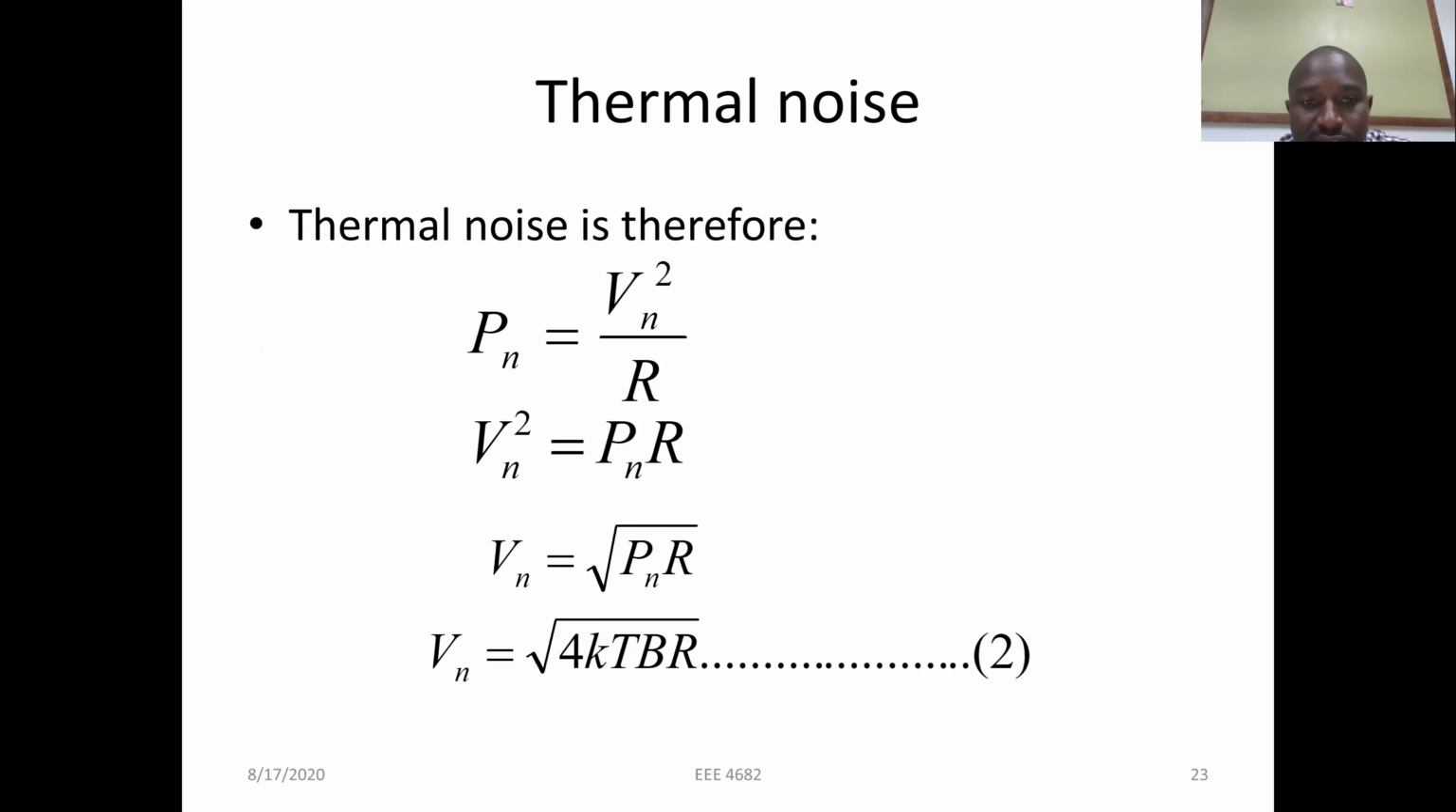Related to thermal noise power is thermal noise voltage, which is given according to equation 2. There's actually a lengthy process to derive that equation using maximum power transfer. Suffice to mention, equation 2 shows that thermal noise voltage is given by the square root of 4kTBR, the R there denoting resistance, while B is bandwidth, T is temperature in Kelvin, and the k again is Boltzmann's constant, which is 1.38 times 10 to the power minus 23.